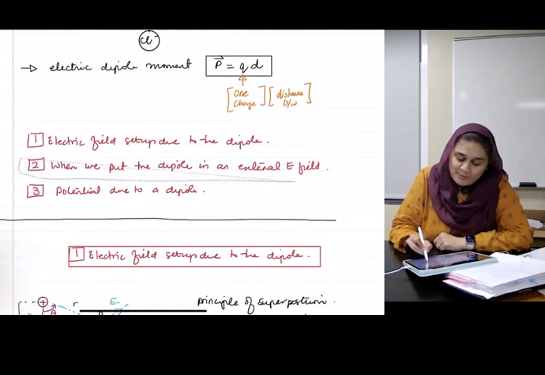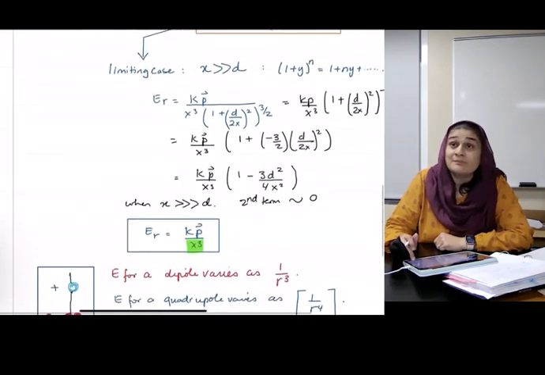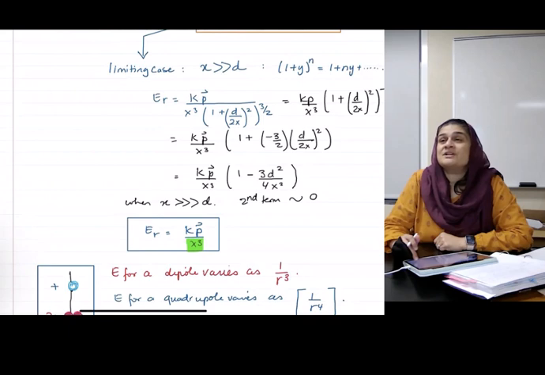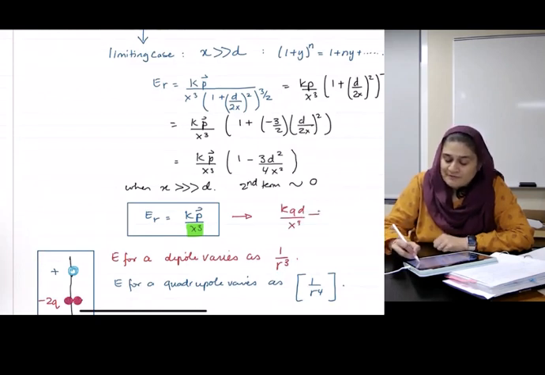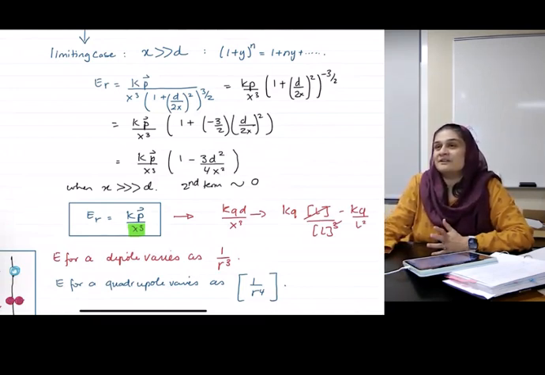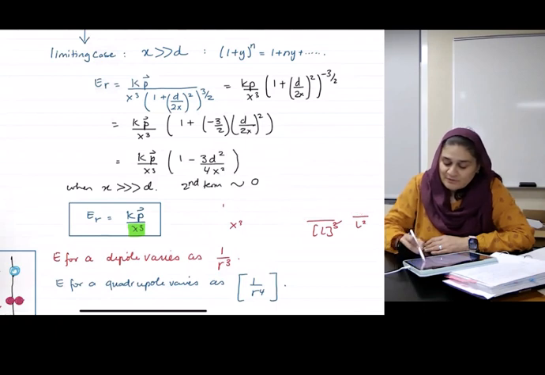Number two, when we put the dipole in an external field, what happens? So remember we did this derivation? And we found that the electric field due to dipole was divided by x cubed. And if you look carefully, by the way, think about what it is. It's kqd over x cubed, right? So if I do dimensional analysis, it's kq times l divided by l cubed, which will reduce to kq over l squared, which is the basic definition of an E field, right? So numerically or dimensionally, this is correct. This was just me showing you, so ignore that.